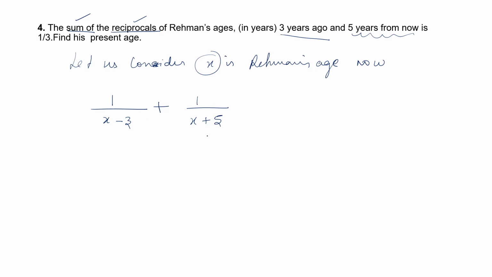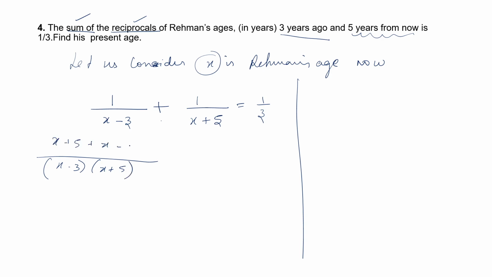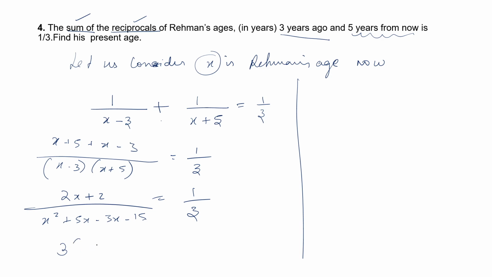Reciprocal is given, sum is given. What is the value of this? This is 1 by 3. That's it. Now this is similar to your previous sum. Okay, so we have to take LCM and solve that. So x plus x, 2x plus 2, 1 by 3. Expand this. So cross multiply.